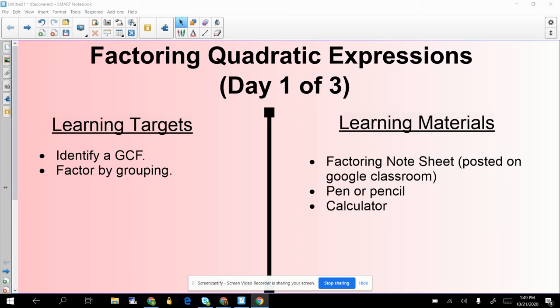Today we are going to focus on identifying a GCF, which we talked a little bit about already in our Zoom. And then we're also going to factor by grouping. So we're going to focus in on just that method of factoring. You will want to have your factoring note sheet, which I have posted with this Edpuzzle on Google Classroom. You'll definitely want a pen or a pencil and a calculator.